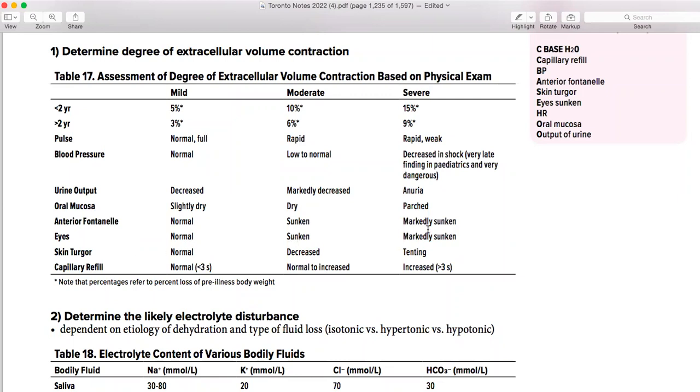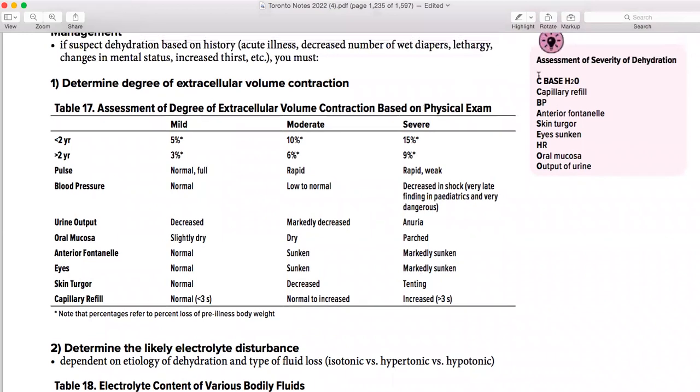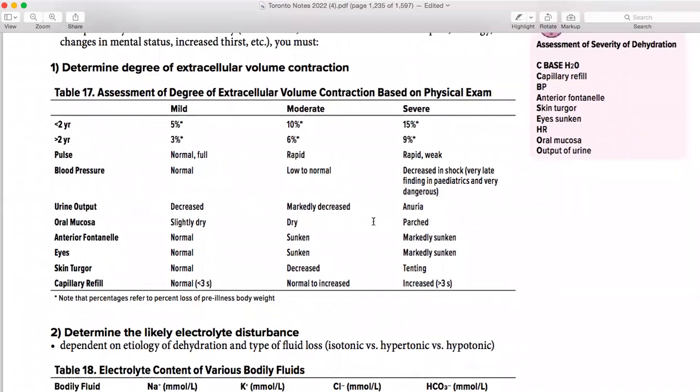So eyes are normal, sunken, dehydration. So we already know how the general presentation of dehydration looks. On the basis of that, you are going to differentiate it. It's either mild, moderate, or severe? Then comes the assessment of the severity of that dehydration. This is how you are going to do it. You are going to check all of these things, and then on the basis of how the presentation is, you are going to see if it's mild, moderate, or severe.